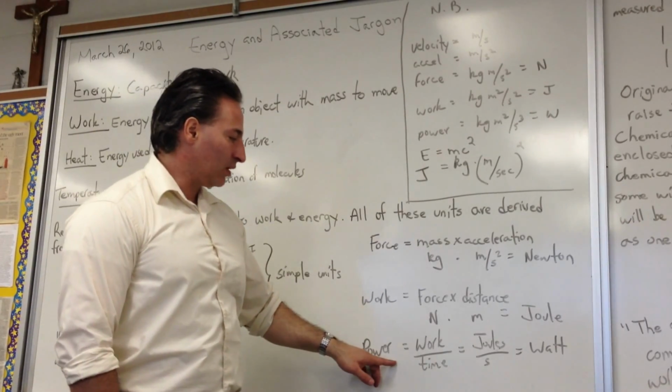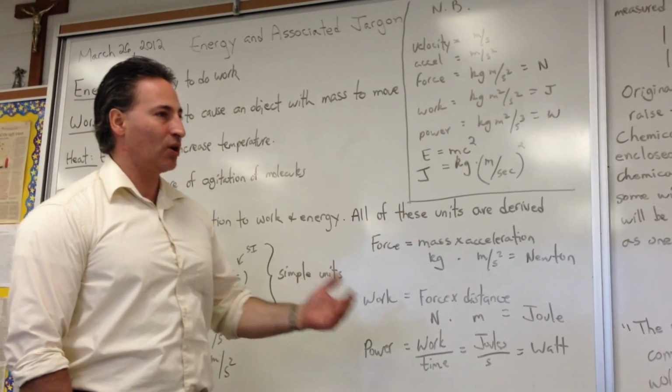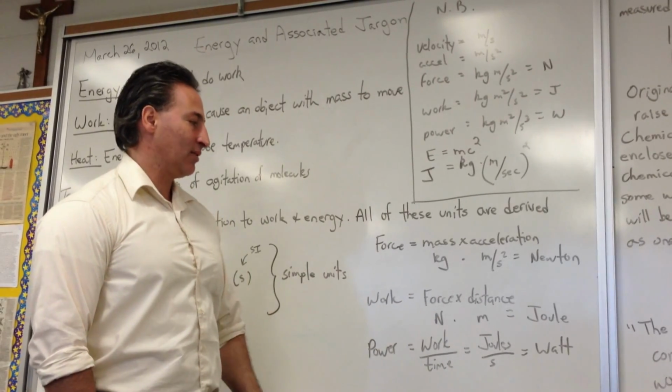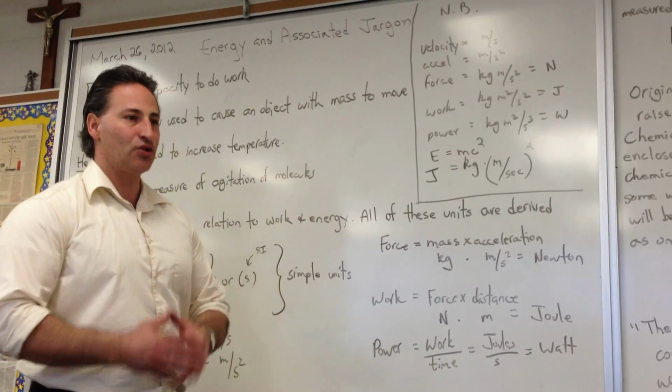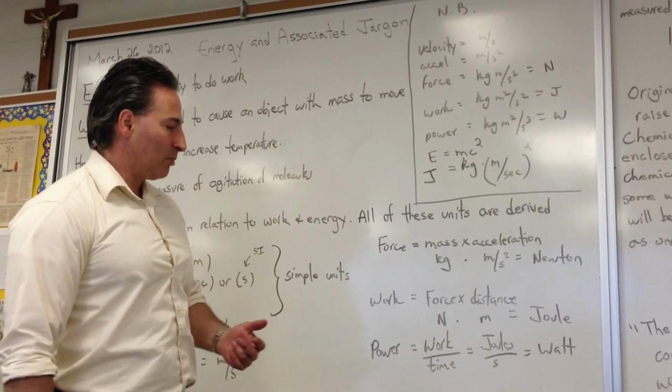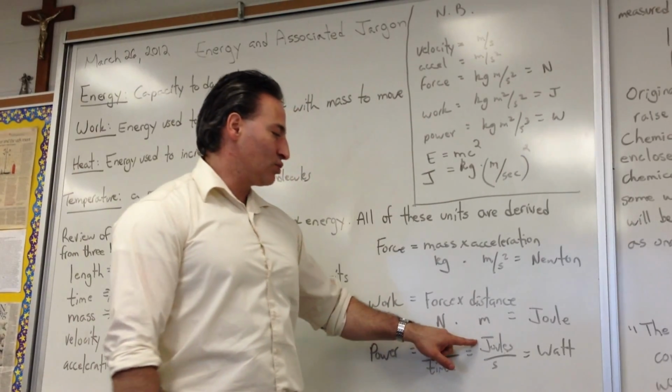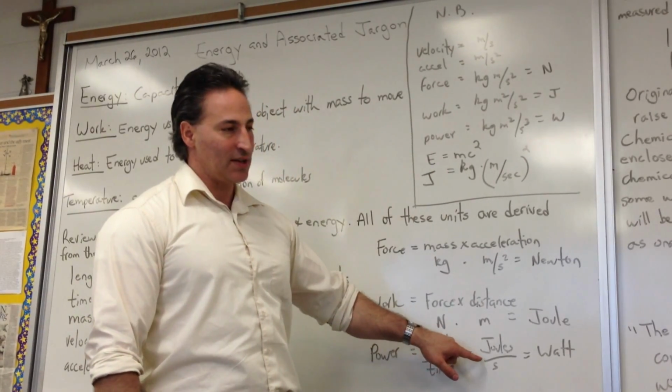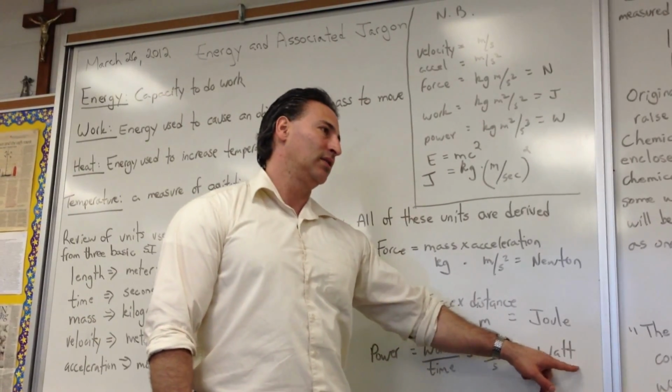Power is defined as the amount of work done in a certain amount of time. If you do the same amount of work in a shorter time, you're developing more power. And the units of power are in joules per second. Joules per second also has its own name. It's called the watt.